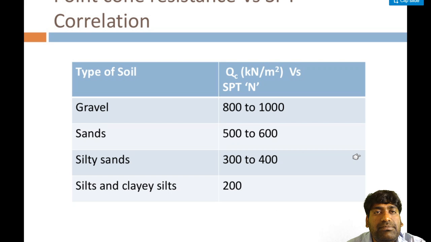So this is the point cone resistance versus SPT correlation. Types of soil: gravel, sand, silty sands and silts, and clay, sands and silts. There is a comparison between the values of SPT and point cone resistance value.